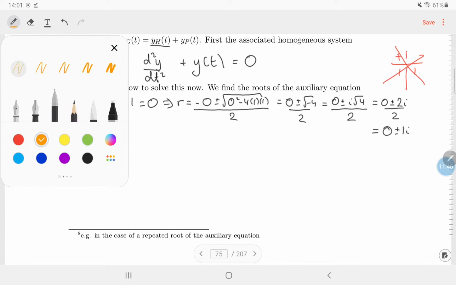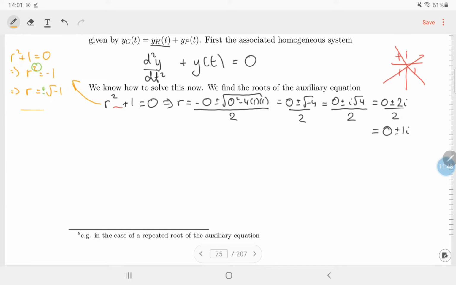And now what is the square root of minus 1? Well, you could say i times root 1, or else you could just say i at this stage. Well, I'll go slowly. i times root 1, and root 1 is 1, so it's i.